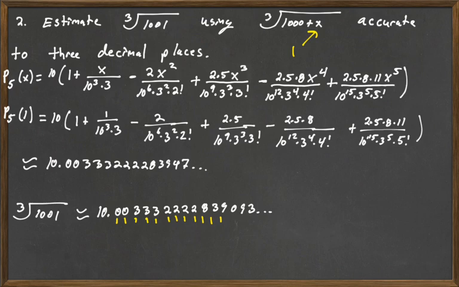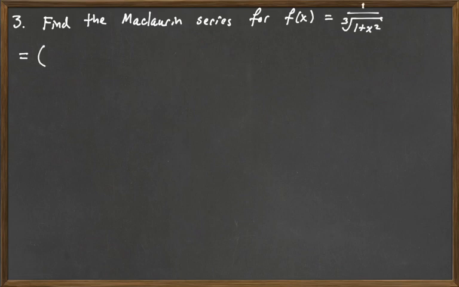Okay, let's do one more example where we find the Maclaurin series for a polynomial, not a polynomial, I guess it's a radical. We'll take a look at it. I don't know the best way to describe it. It's a reciprocal of a cube root function, I suppose. Find the Maclaurin series for f of x is equal to 1 over the cube root of 1 plus x squared. So we need to rewrite this to get it into the binomial form.